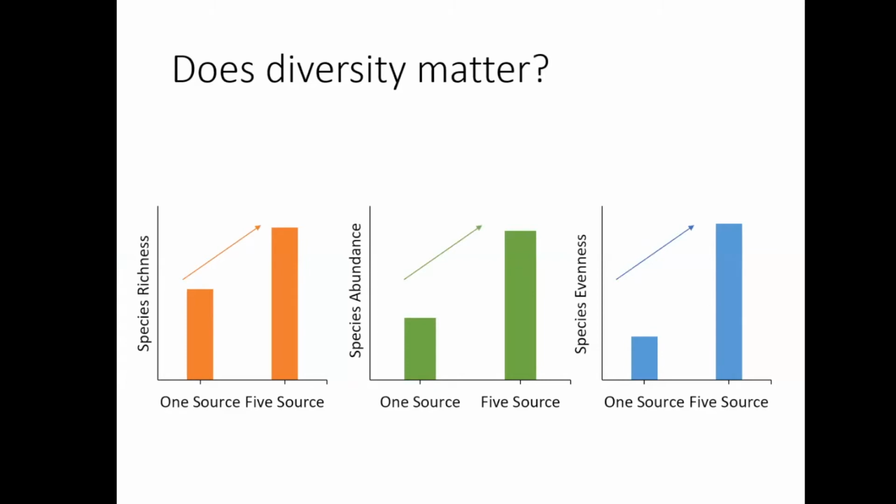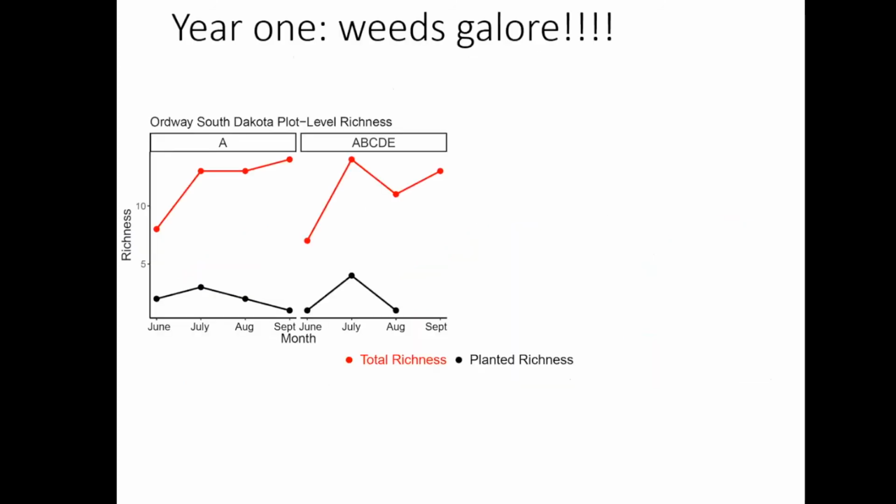So going back to the question, does diversity matter? We're using these 5 source seed mixes as a way to increase genetic diversity within restoration plots. With this, I predict that the 5 source plots will have an increase in establishment success when compared to the 1 source plots. I'm defining establishment success using common traditional restoration metrics, such as species richness, species evenness, and species abundance. So what did we find?